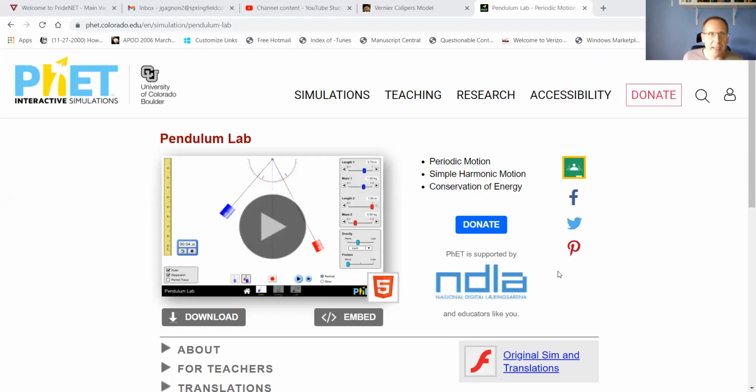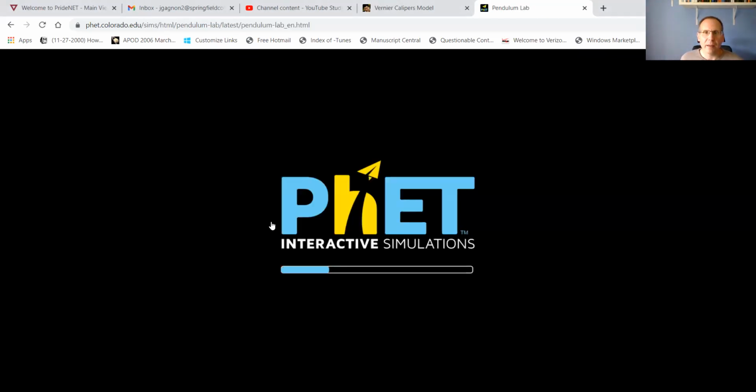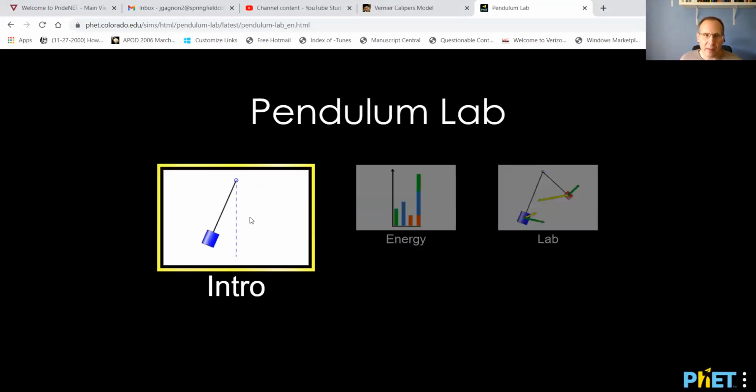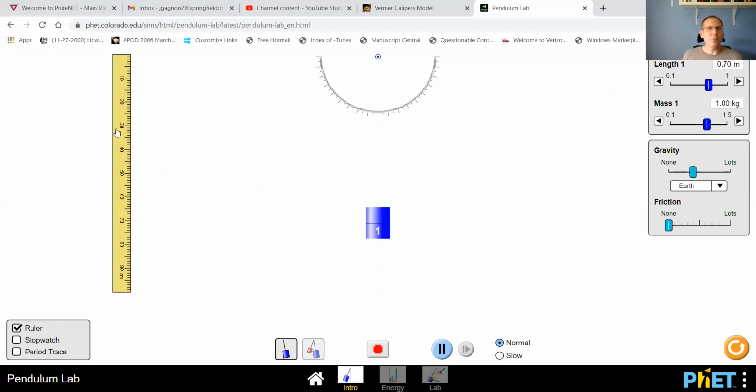Okay, so here's the website. It's one of these PhET simulations that were created by the University of Colorado Boulder. These are really nice simulations. Actually, there are several labs where we're going to be using the simulations. So we want to start the simulation. There are several options. We're just going to choose the first one, the intro. Now, we don't really need this ruler, so we can uncheck it, but we do need the stopwatch.